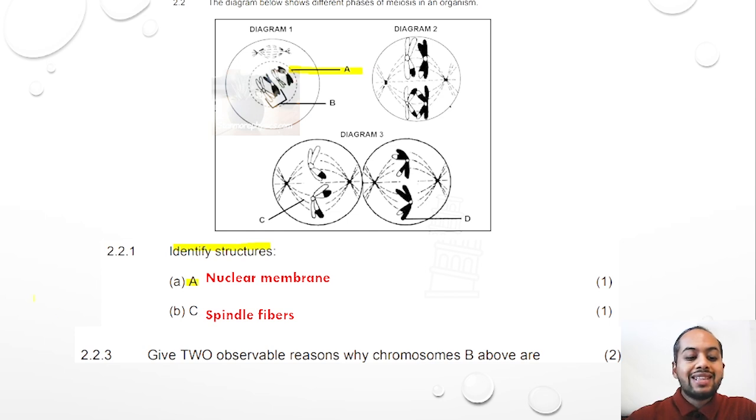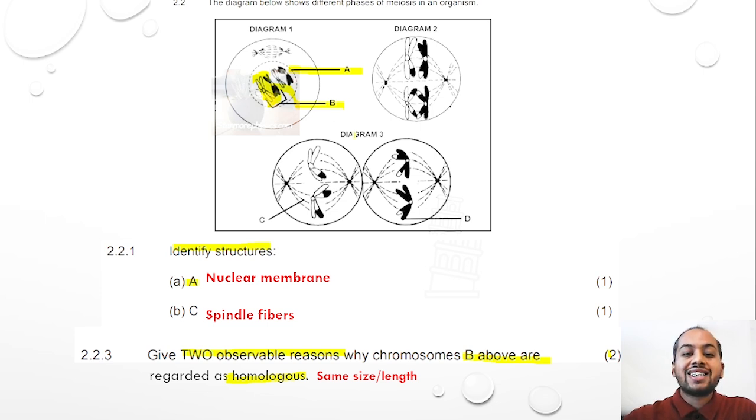Then 2.2.3 says give two observable reasons why chromosomes B above are regarded as homologous. For 2 marks, so chromosomes B above, so we are looking at these chromosomes, why are they referred to as homologous chromosomes? Based on observable reasons, we can see the chromosomes have the same size, they have the same shape, and they have the same centromere position.